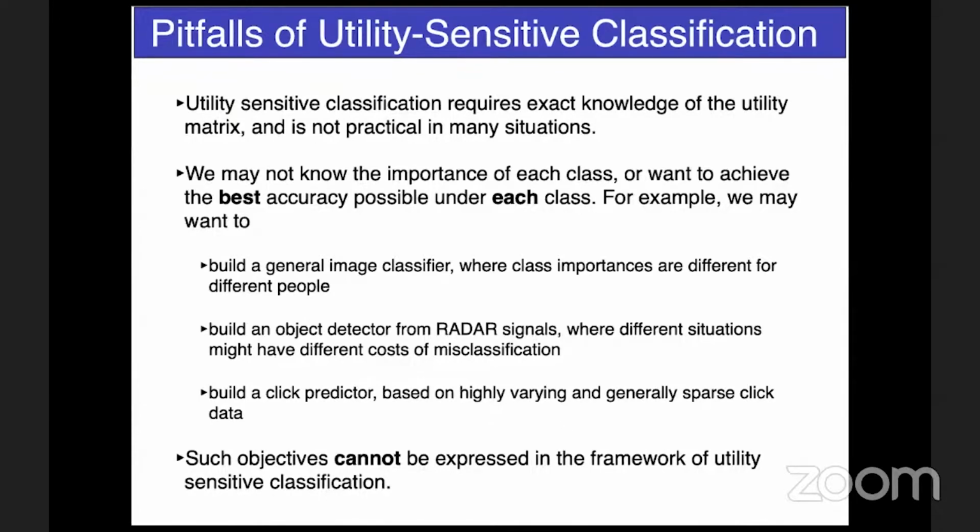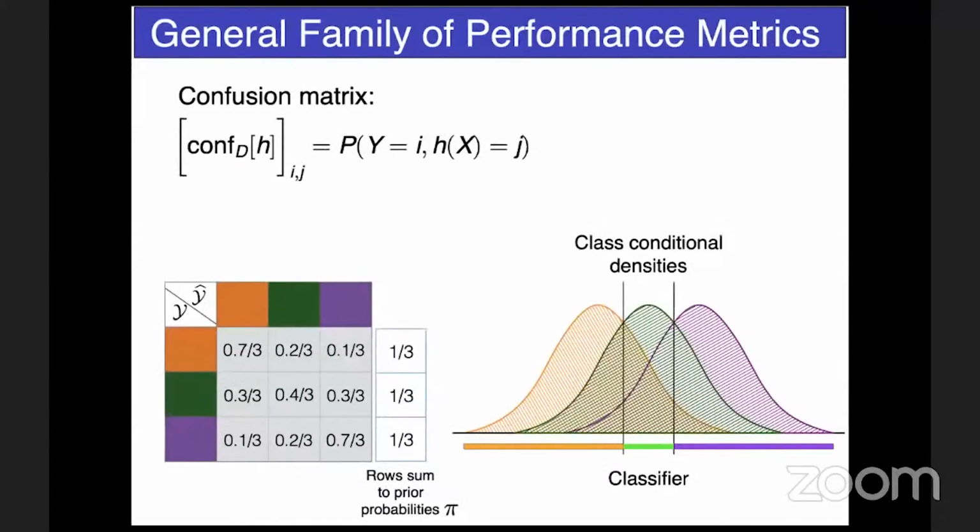So can we expand this more? The standard way to expand this still does not cover every scenario, but this slide is just to let you know that utility sensitive classification is a useful tool to have in your toolbox, but it does not capture all kinds of classification problems. So what I'm going to propose is that we expand the set of problems a little bit more. What kind of performance evaluation metrics can we solve?